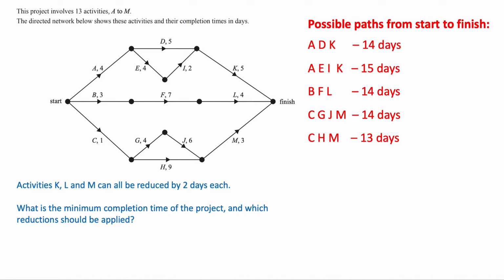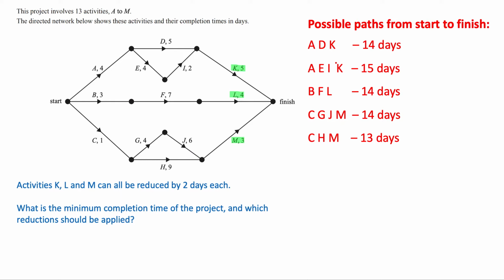Okay, now let's look at what we actually do when we start to make some of these reductions. Let's look carefully at the options that we've got. We've got activities K, L, and M that can be reduced by 2 days each. Just to show you where they are, we've got activity K here, activity L here, and activity M here. So these are the ones that can be reduced. Of those 3 activities, the one that's on the critical path is activity K. So that's definitely the one we want to reduce first, because we need to get that critical path down.